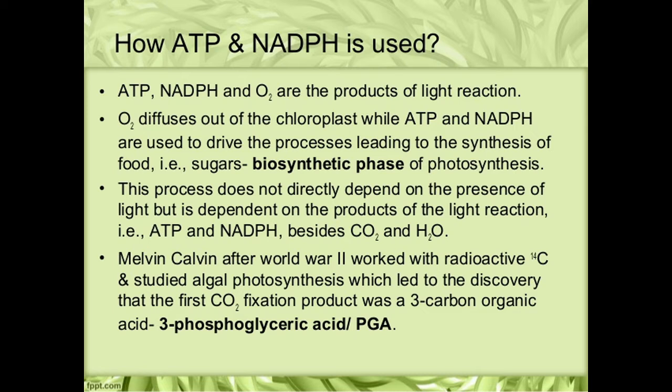Okay. It was first discovered by Blackman, and the reducing power, that is ATP and NADPH, produced in the light phase are utilized to reduce carbon dioxide. And the sequence of reactions involving carbon dioxide fixation and formation of complex carbohydrates is called the path of carbon in photosynthesis, and it can be traced by using techniques such as radioactive carbon technique and paper chromatography. We will see what is the radioactive carbon technique and paper chromatography.